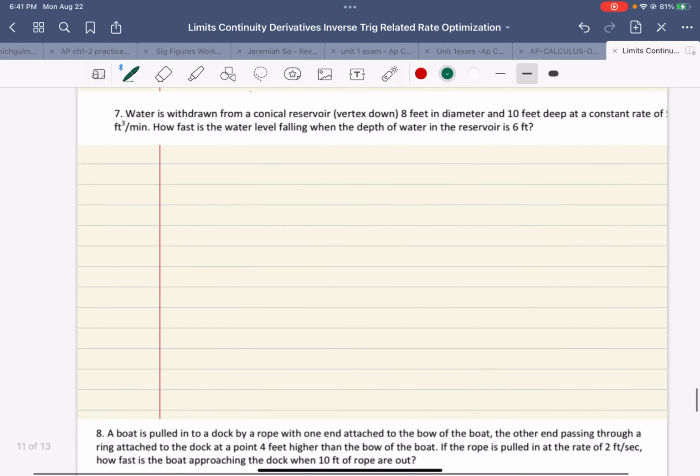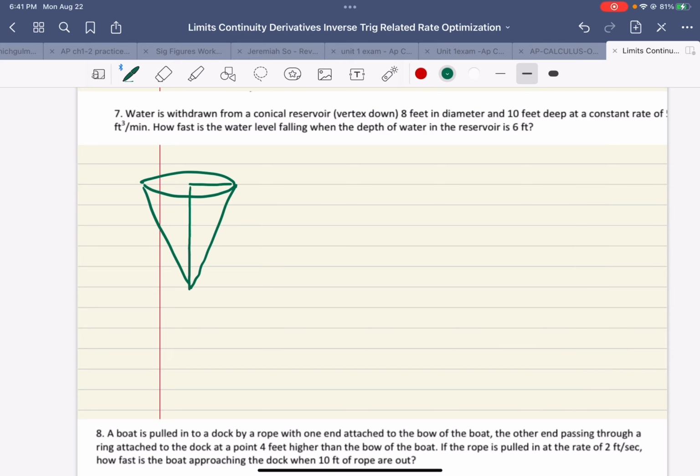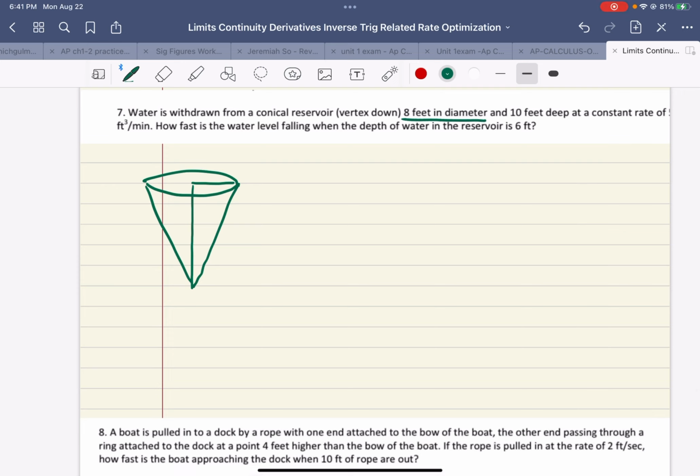Here, number 7. Water is withdrawn from the conical reservoir, vertex down. So a conical reservoir, but it's upside down, your cone, like that. Let me draw like this. Almost always you draw your height and radius. If the diameter is 8, that means your radius is 4 feet, and 10 feet deep. And then your water is somewhere here, and this is R and this one H.